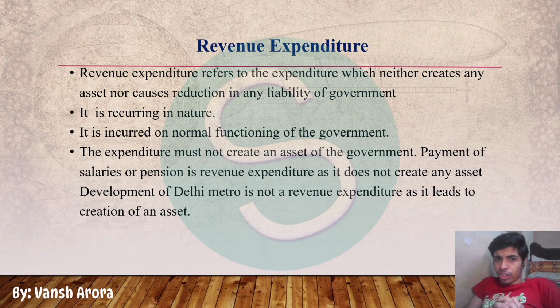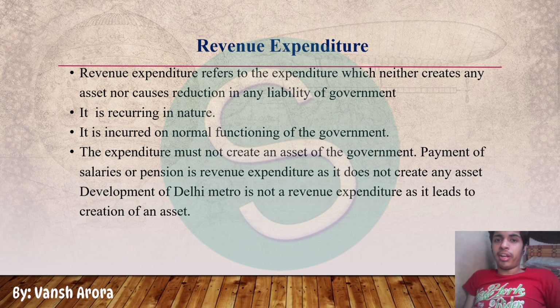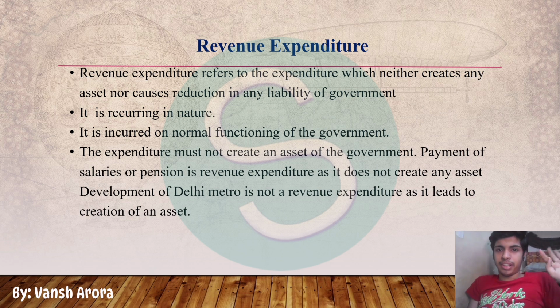And now the question arises from your side: in the starting of the video, you said expenditure has two aspects, either the creation of asset or the reduction of liability. And now you are saying that this particular category of expenditure neither creates your assets nor reduces the liability. How is it possible? Guys, this category includes those expenditures which are routine in nature, first thing, because it is revenue, which is routine in nature, and in which none of your assets are being created and none of your liability has been reduced.